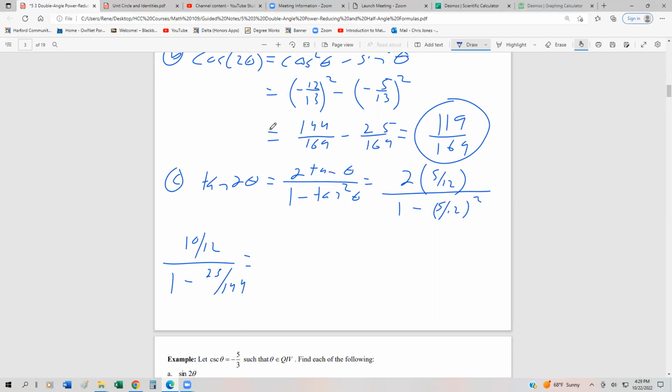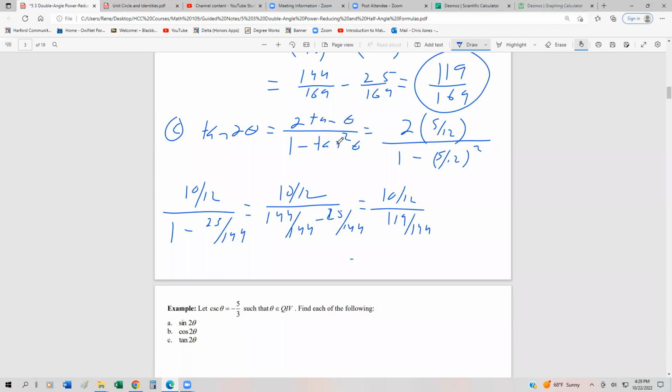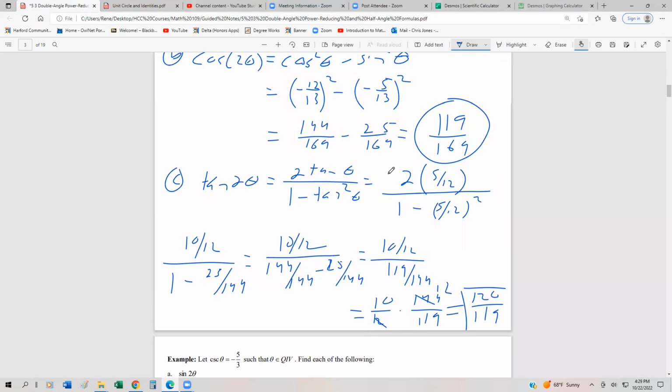Then we can write 1 as 144 over 144, so 144 over 144 minus 25 over 144. When we simplify, this becomes 10/12 over 119 over 144. Now we multiply by the reciprocal of the denominator, so 10/12 times 144 over 119. We know that 12 times 12 is 144, so the 10 times 12 that's left over gives 120 over 119. It's not meant to be too difficult.